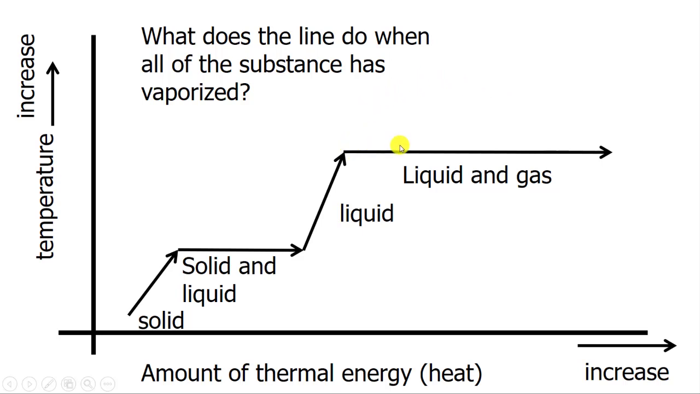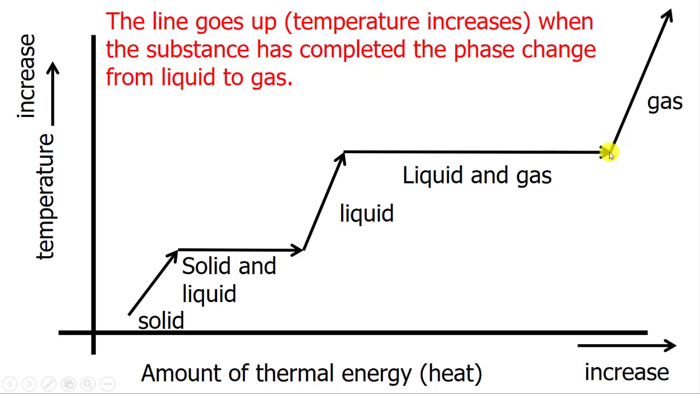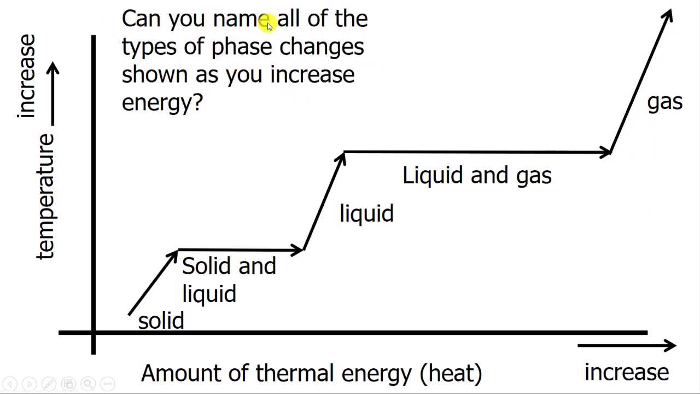What does the line do when all of the substances have vaporized? So we go here from liquid, and then here it's going to be all gas. We're going to have liquid and gas here, a little bit more liquid than gas, and more gas than liquid, and then finally here at this point it's going to be all gas. What should we expect the line to do now that the phase change is complete? Well, of course, we should expect that line to start shooting up. The temperature should increase.